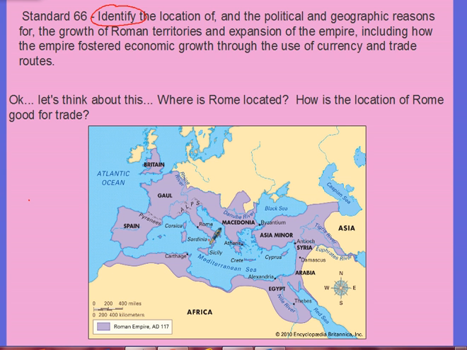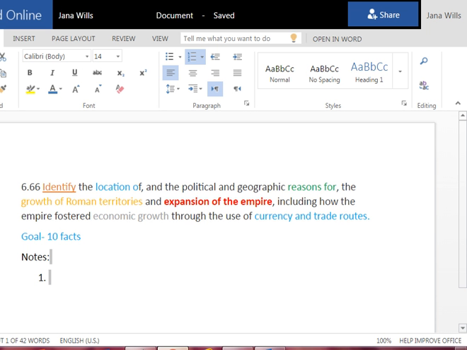So, first thing you need to do is open up a document in OneDrive and put your standard in, 6.66, which says identify the location of political and geographical reasons for the growth of Roman territories and the expansion of the empire, including how the empire fostered economic growth through the currency and trade routes. It's really not that bad. Your goal is 10 facts. So we are taking notes today.